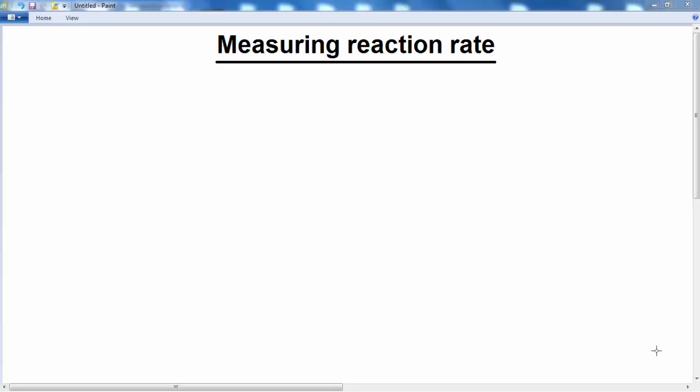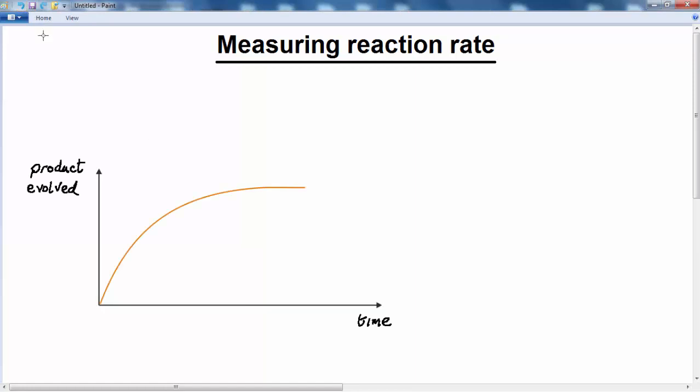In the next few lessons, we're going to look at how to measure experimentally the reaction rate of a chemical reaction. In this lesson, we're just going to look at the basic principles involved. So when we're measuring the reaction rate, what we're doing is obtaining some type of graph that looks like this. So we're going to be measuring the amount of product that's evolved and how that changes with time.